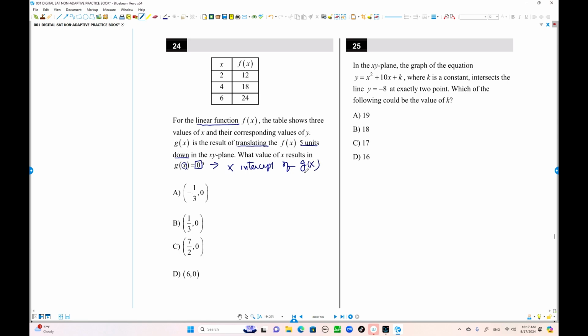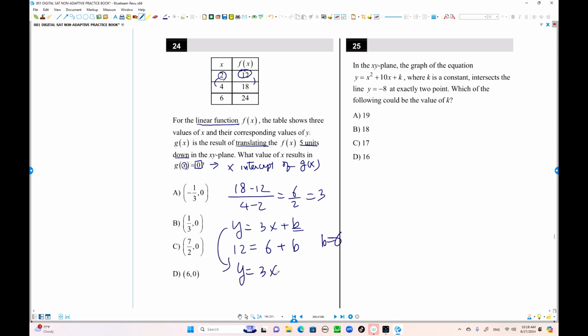Okay, how can you find the x-intercept? You had better find the equation of f of x. The slope is how much? 18 minus 12 over x2 minus x1, 4 minus 2, equals 6 over 2 equals 3. That is the slope. So y equals 3x plus b. Now we're going to decide the value of b. When x is 2, y is 12. 3 times 2 is 6 plus b. b equals 6, isn't it? The equation over here is y equals 3x plus 6. This is f of x.